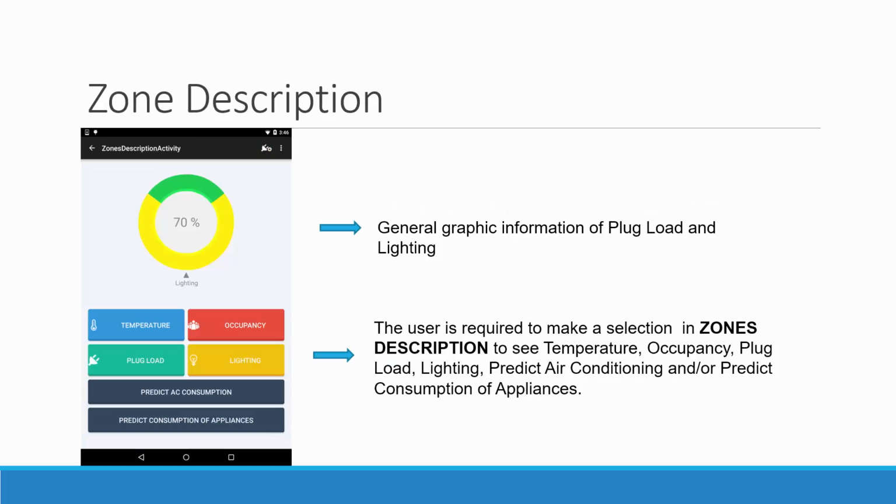Zone description. General graphic information of plug load and lighting is shown on the zone description activity. The user is required to make a selection in zone description to see temperature, occupancy, plug load, lighting, and predict air conditioning and/or predict consumption of appliances.